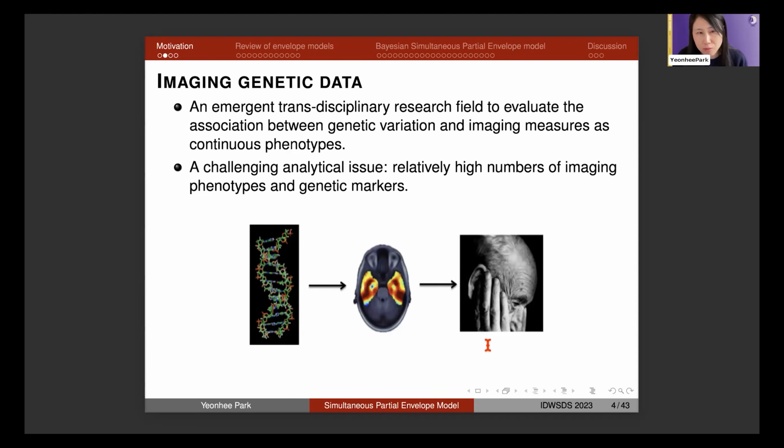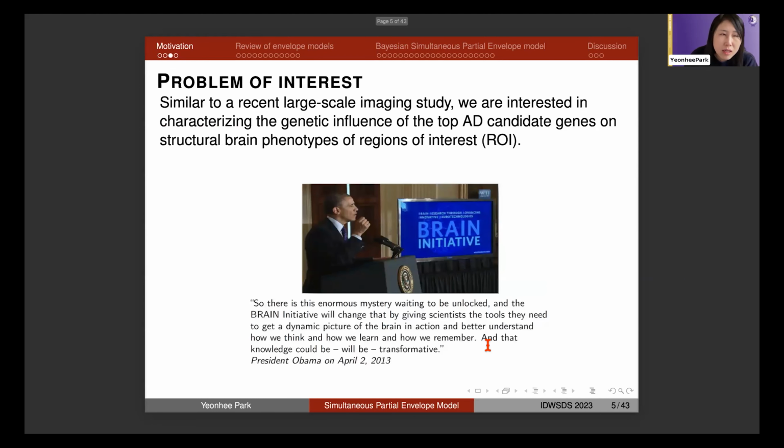The challenging problem here is that the number of imaging phenotypes and genetic markers are relatively high. But this is not a surprising problem nowadays, since we live in an era of big data. Similar to a recent large-scale imaging study, we were interested in characterizing the genetic influence of Alzheimer's disease candidate genes on the brain phenotypes of regions of interest, ROI.